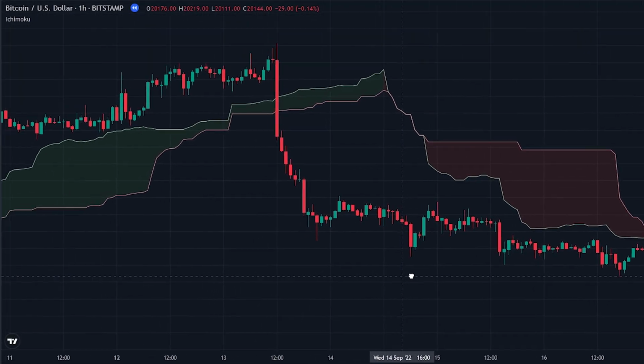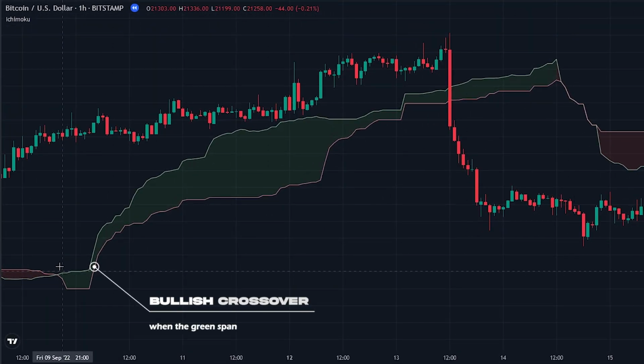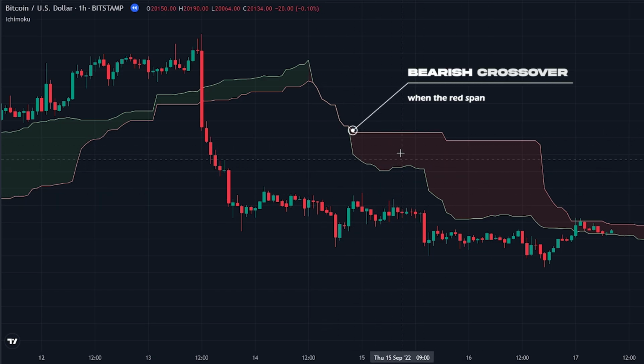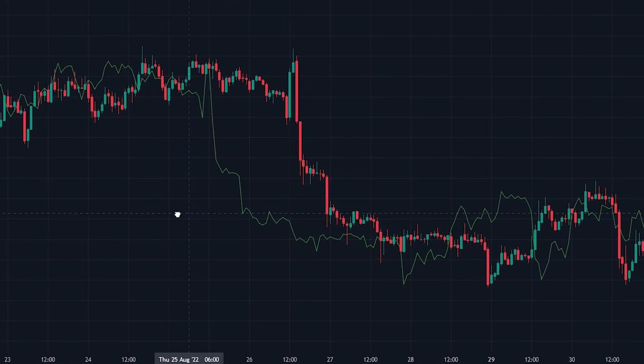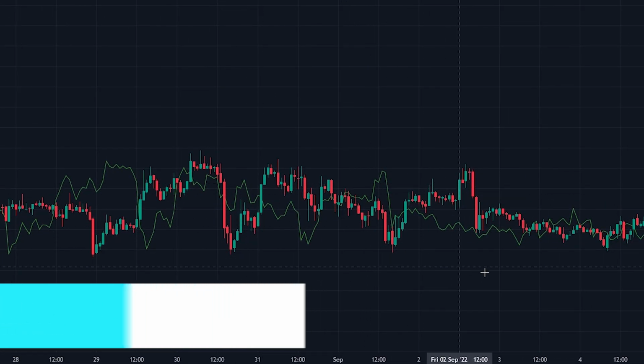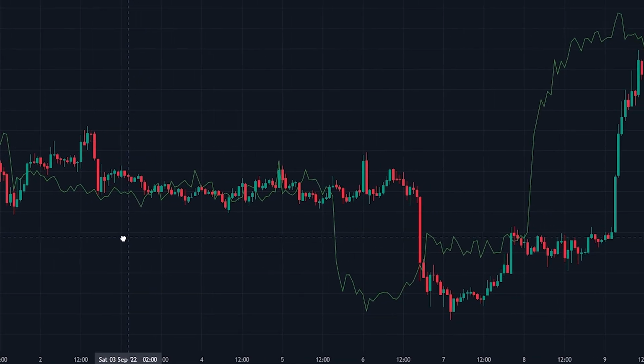Whenever the leading span A crosses above the leading span B, the Ichimoku Cloud turns green, indicating that the trend has switched to an uptrend. The opposite is true whenever the red leading span B line crosses above the green leading span A line. This indicates a downtrend. The last component of this indicator is the lagging span, which shows the closing prices 26 periods behind the last candlestick.